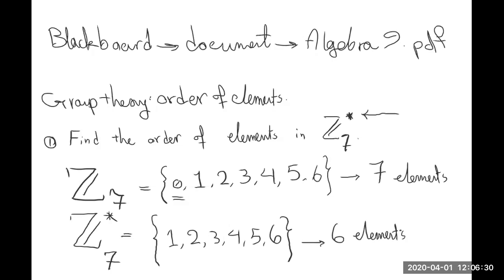So these are two different groups. Another important thing is that in the first case, in Z7, the operation is addition. So for example, 1 plus 2 is 3. This is the group.